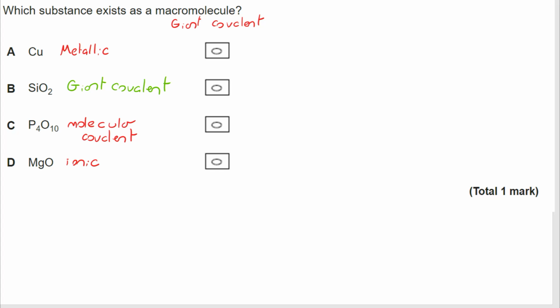Now, silicon dioxide does come up quite commonly in exam papers and will almost certainly have been covered in the content of your course. Silicon dioxide has a very similar tetrahedral structure to diamond, and so there are often questions that will relate it to diamond and ask you to answer questions about its giant covalent properties. But for the purposes of this question, we're simply identifying that that one is giant covalent. So the correct answer is B.